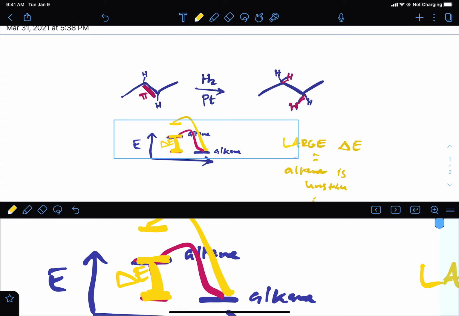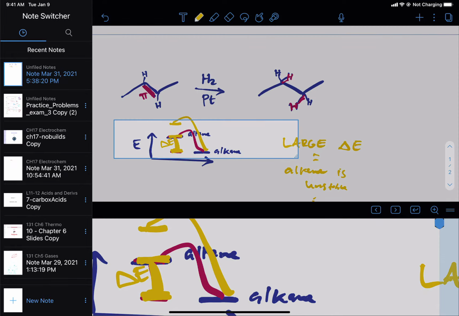So remember, with bond dissociation energy, we were putting in energy because we had to break a bond. We had to take a stable bond and break it into two pieces. Here, we're taking an unstable bond and we're converting it into more stable bonds. So this is releasing energy. Okay, so it's opposite logic. I guess it's the same logic, but we're going in the opposite direction than we were for the bond dissociation energy problem.